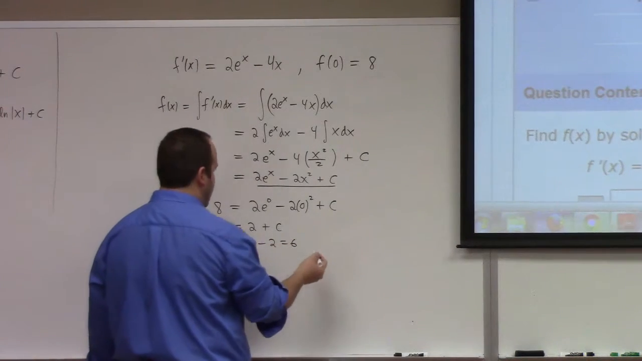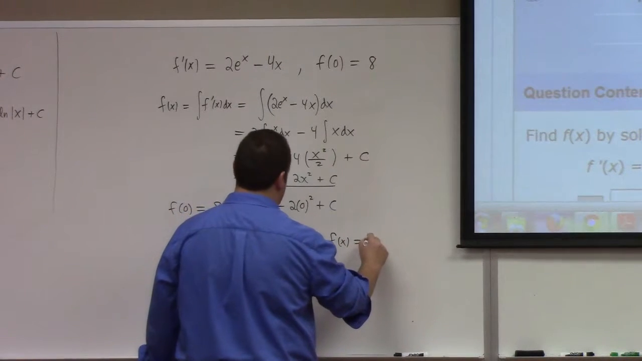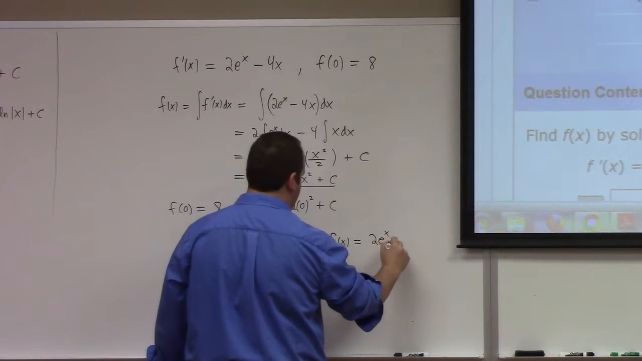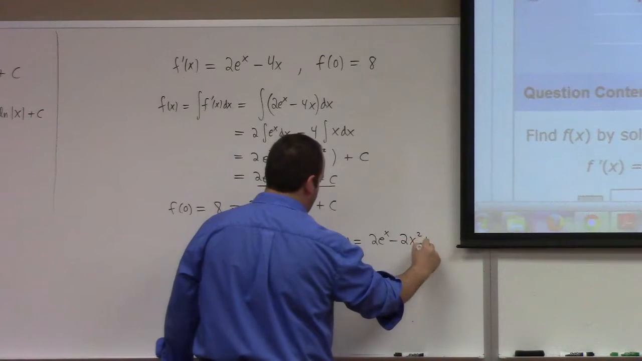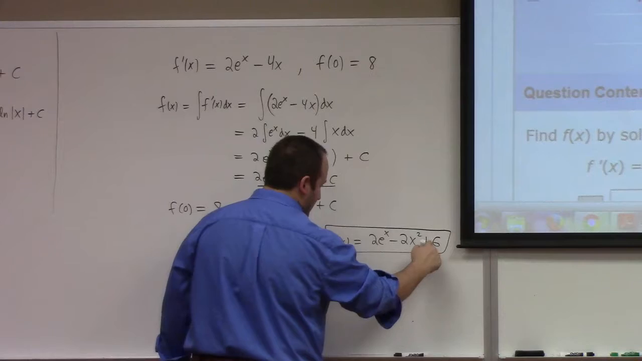Oh man, c is 6 again. What the heck? Therefore, f of x is equal to that. I mean, it's very boring. What's going on here? C is not always 6. This is just coincidence. I'm sorry, I don't mean to.